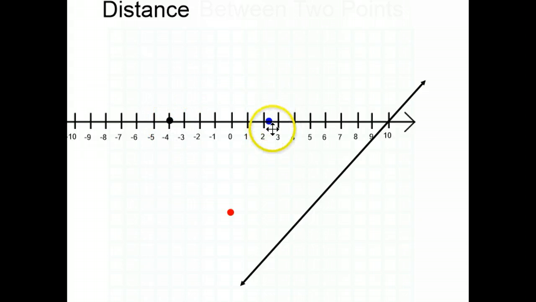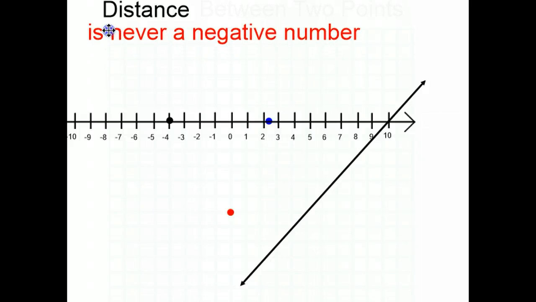Even if I started here at the blue point, I'd still be going 6 away to get to the black point. I'd be going in the negative direction. But one thing we must always remember about distance is it's never a negative number. So the distance between the black and the blue point is always the same value, no matter if you're starting from the black and going to the blue, or going from the blue and going to the black. And that's important to note.